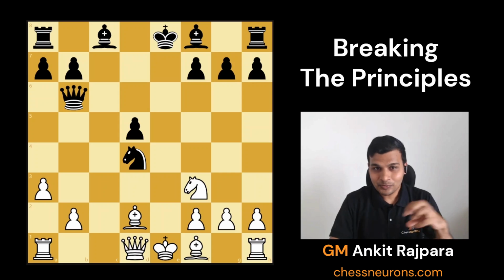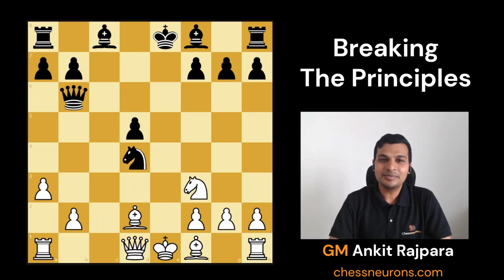Should we sometimes go against one positional principle to make some other principle work, to take advantage of the opponent's weaknesses? So, we'll try to uncover these with the help of some examples. So this is the first position. Now it is white to play.